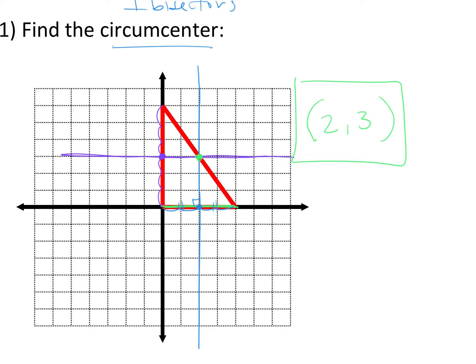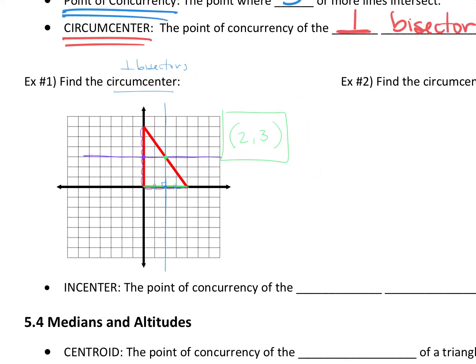Do you notice where the circumcenter met for this triangle? On the line, because it's what? A right triangle. Okay? So right triangles are lovely because you can find the perpendiculars really easy on a coordinate plane. Okay? Questions on that?